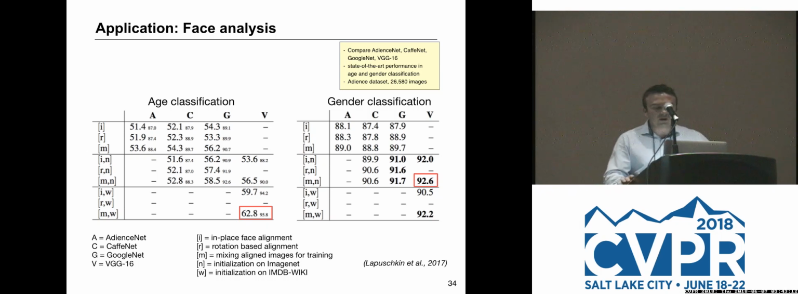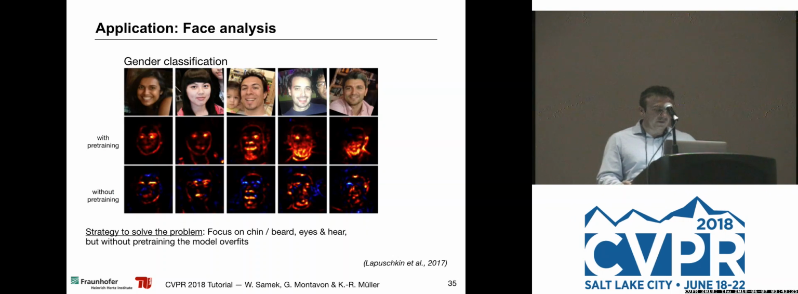So we have different values for different configurations for this age and gender prediction. And what we also did is we wanted to understand, using heat maps, what the models really learned to classify men and women, or to classify age. And here is one example. So here you see gender classification, and we see a model which uses pre-training. This is a heat map in the middle, and the one without pre-training.